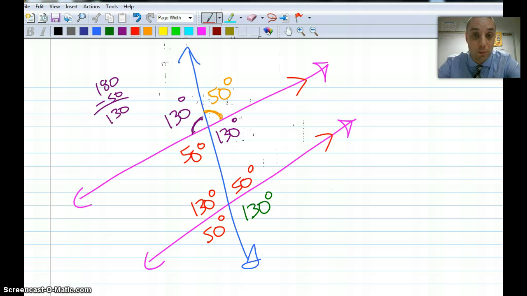Now, I'm going to ask you to pause the video here in just a minute. Here's what you're going to do. Look at this figure here, and I want you to identify all the alternate exterior angles, all the alternate interior angles, and all the corresponding angles amongst this picture right there. Okay, pause it right now and do that.